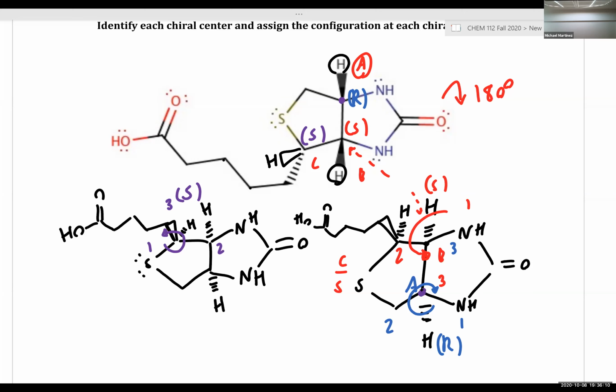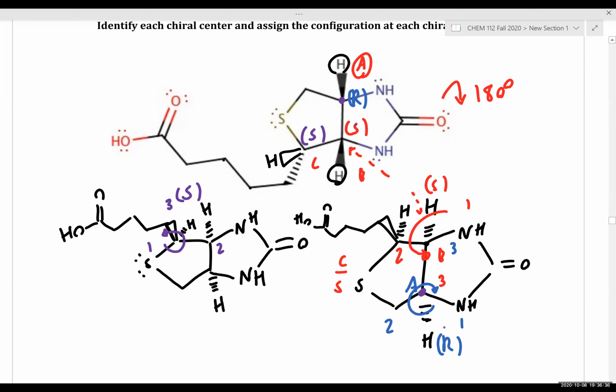Now that I have my structure drawn, I assign priority. In this case, for the first top stereocenter, which is B after rotation, we have our nitrogen, followed by our carbon attached to the sulfur, followed by our carbon attached to the nitrogen. That gives a counterclockwise rotation, which would be S.